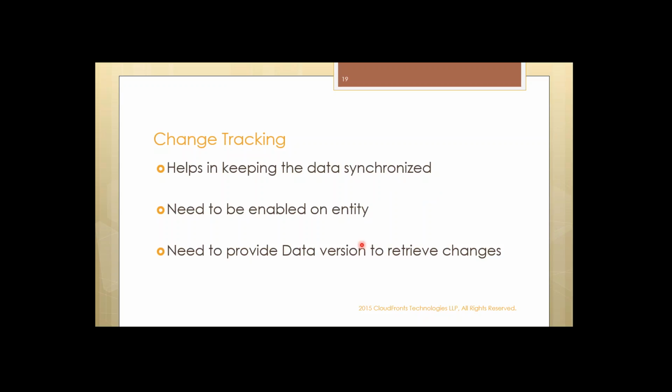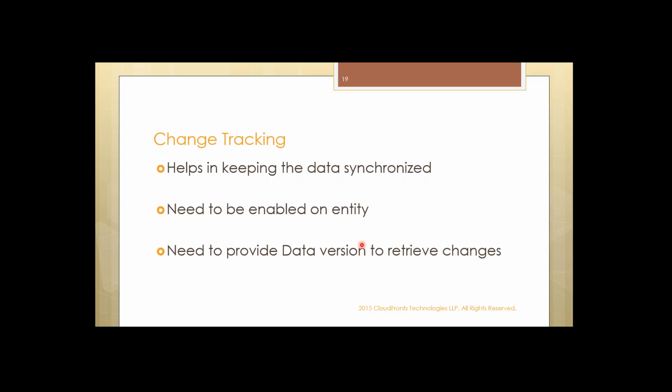Whenever you get the data from CRM, it will also send you one token, which will be used as a version. You can keep this token in your external system, saying that this was the version when I last synchronized my data with CRM. Suppose on every alternate day I am synchronizing data from CRM. When I come back and again want to synchronize, I will use the token which I saved from last time.